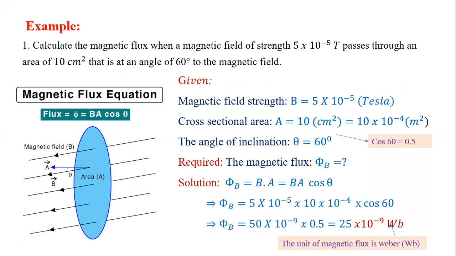So calculate the magnetic flux when a magnetic field of strength 5 times 10 to the power of minus 5 tesla passes through an area of 10 cm squared that is at an angle of 60 degree to the magnetic field. Look, the magnetic field strength B is measured in tesla. If units are given in centimeter or millimeter, don't forget to convert them to meters.